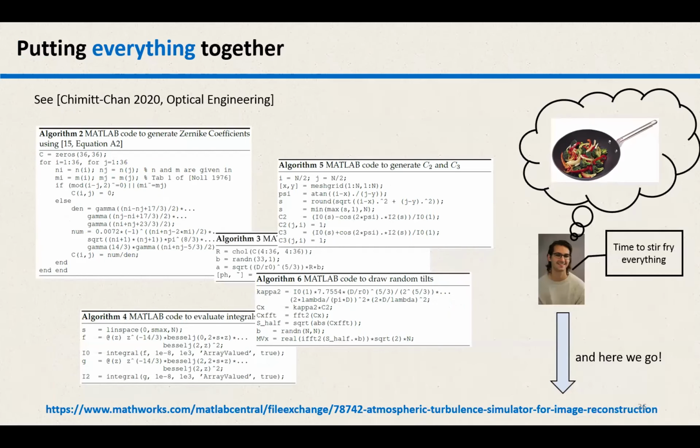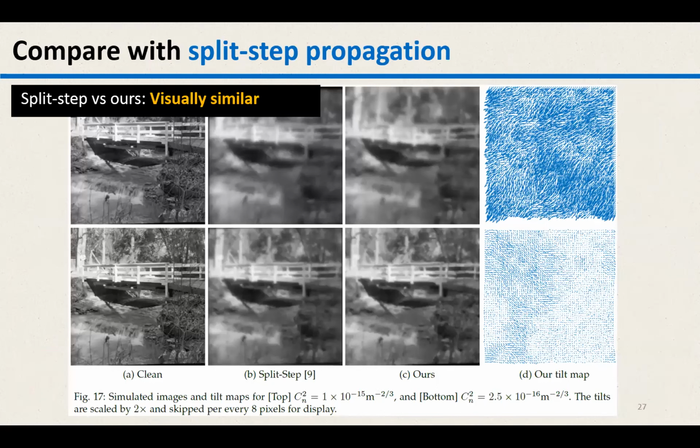and so now we have everything ready to put together and get our first simulator. And so now, if you go to MATLAB Central, you will be able to see our version 1 simulator. It is in the public domain. You can download it, you can try it. It is working. And just to convince you that the simulator is doing what it is supposed to do, we compare to the split-step propagation, which is usually referred to as the gold standard in the wave propagation literature. So we compare to the split-step propagation, and you can see that visually they look similar.